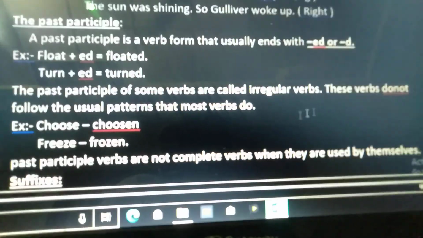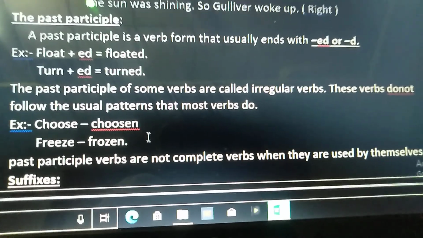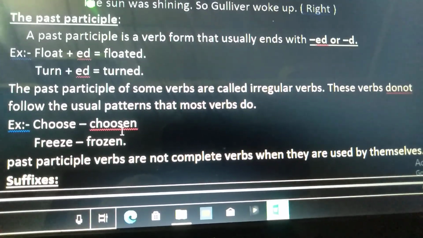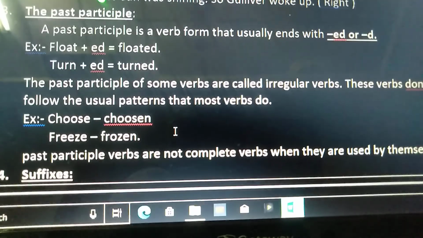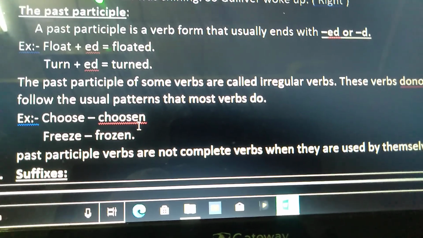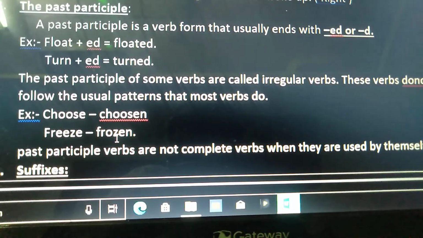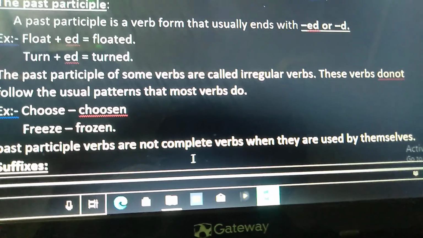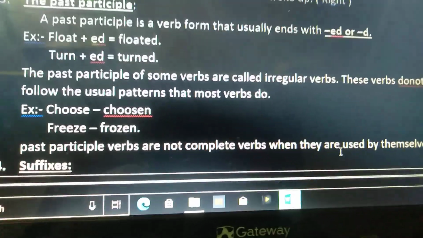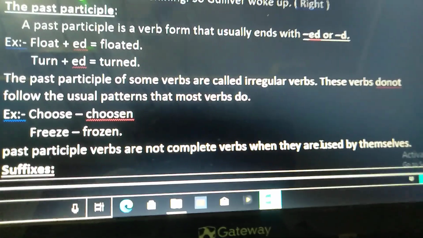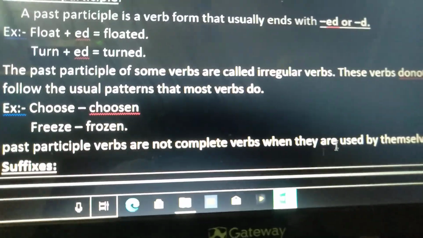The past participles of some verbs are called irregular verbs. These verbs do not follow the usual patterns that most verbs do. For example, choose, chosen. They are not ending with ed, right? These are irregular verbs. Freeze, frozen. Past participle verbs are not complete verbs when they are used by themselves.